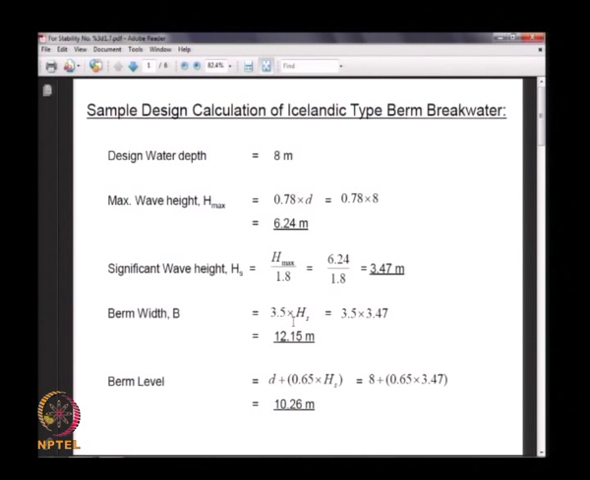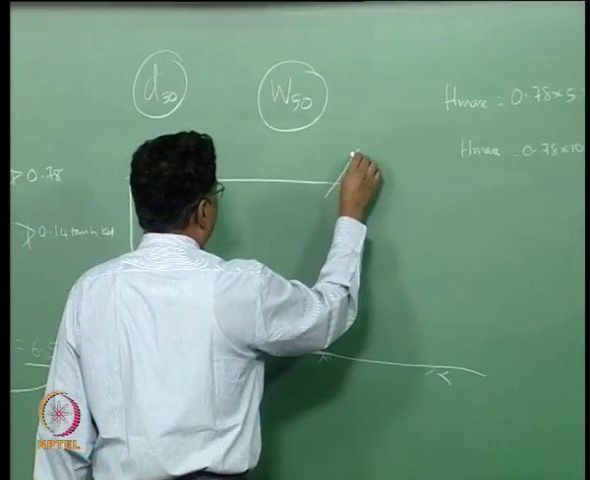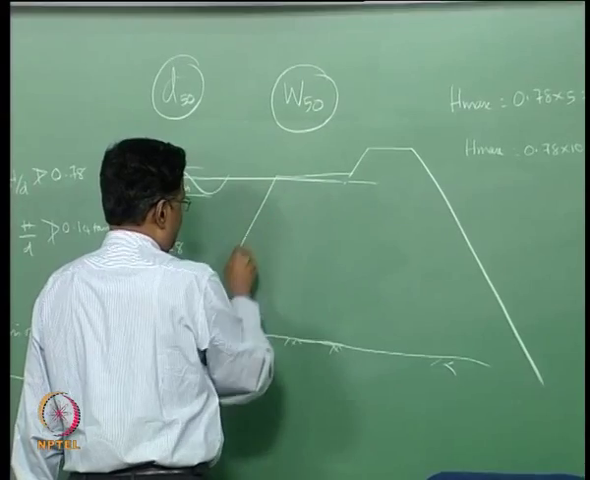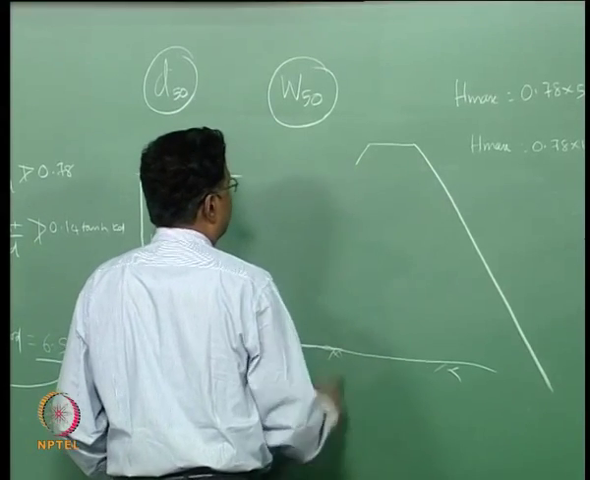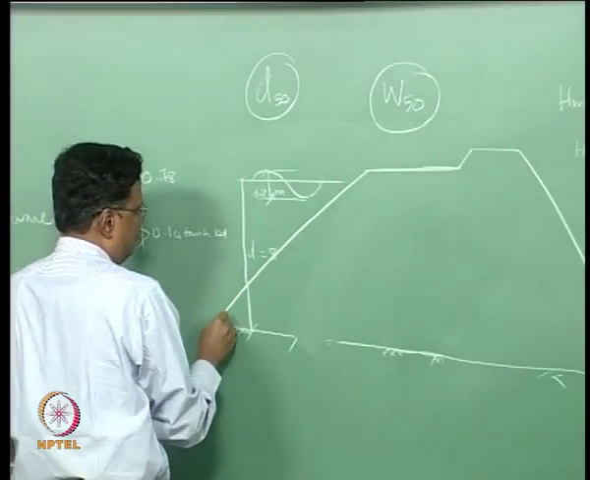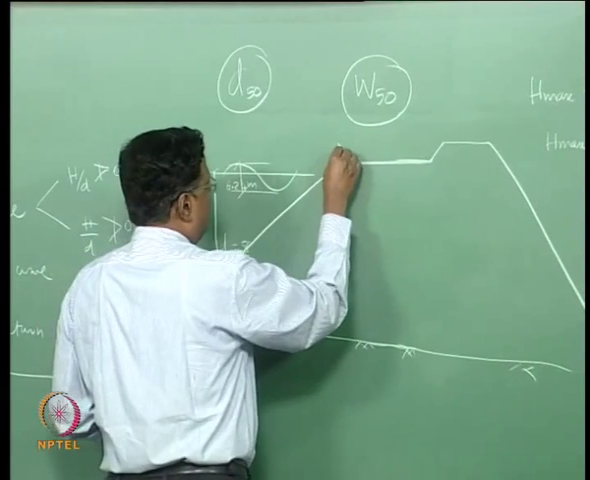Then we have what is known as the berm width. So when you talk about the breakwater, you will have the breakwater will generally consist of like this. So this is called as the berm width.